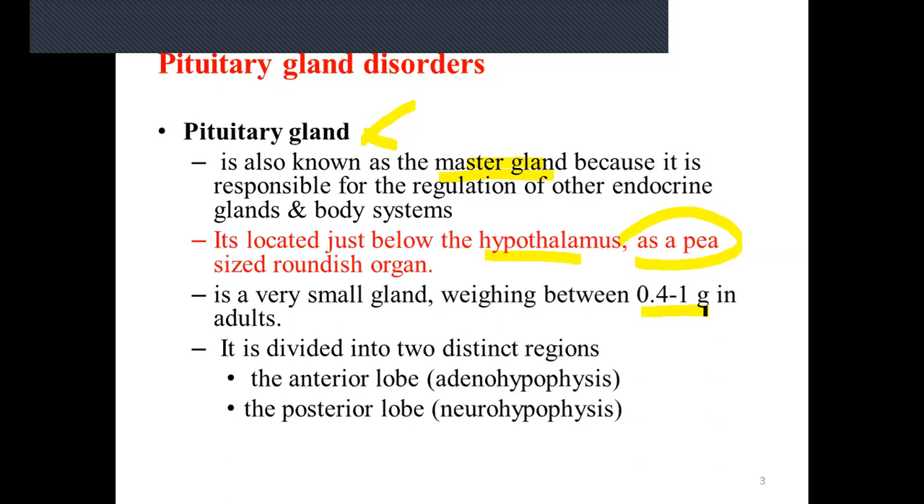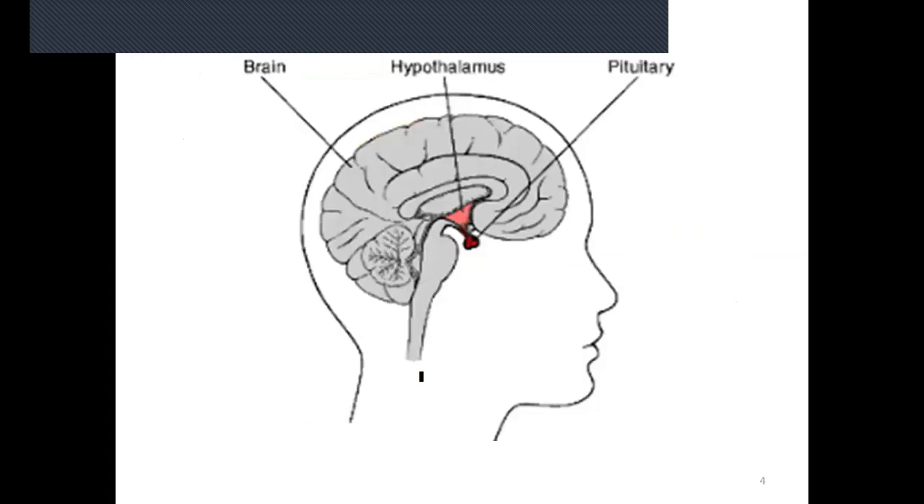Anatomically, it has two lobes, anterior lobe and posterior lobe. The anterior lobe produces many stimulating hormones, but the posterior, as you said, mainly produces oxytocin and vasopressin. So this is how a pituitary gland looks.